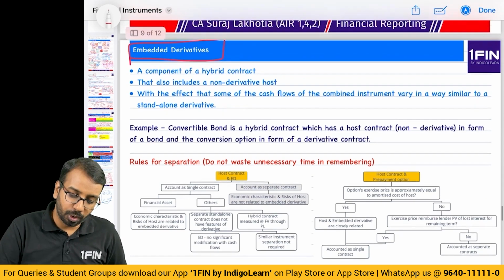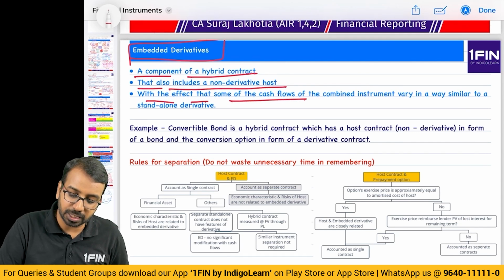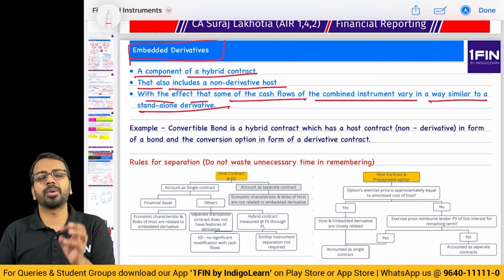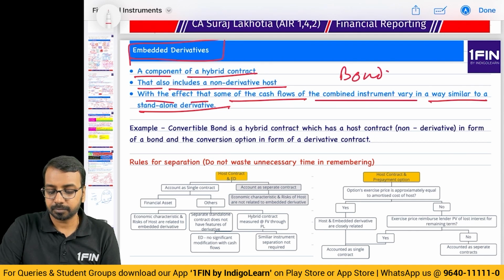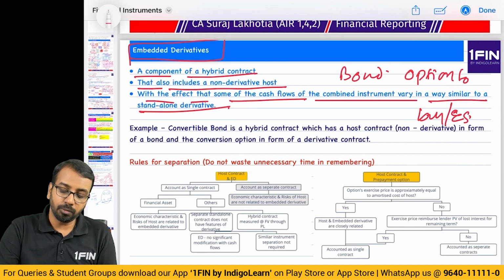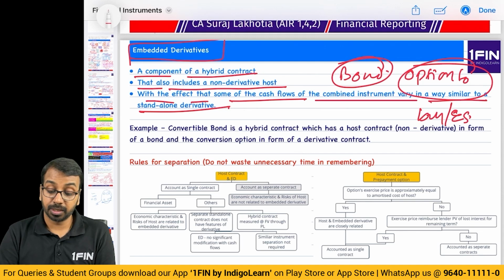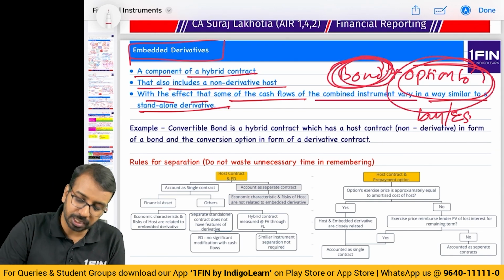Now, what is an embedded derivative? It's a component of a hybrid contract that includes a non-derivative host, with the effect that some of the cash flows of the combined instrument vary in a way similar to a standalone derivative. Simple example, a convertible bond. In a convertible bond, there is a bond and there is an option to convert to equity shares. Now, this bond is a non-derivative and the option to convert is a derivative. So, this is the host which is non-derivative and this is the derivative contract.